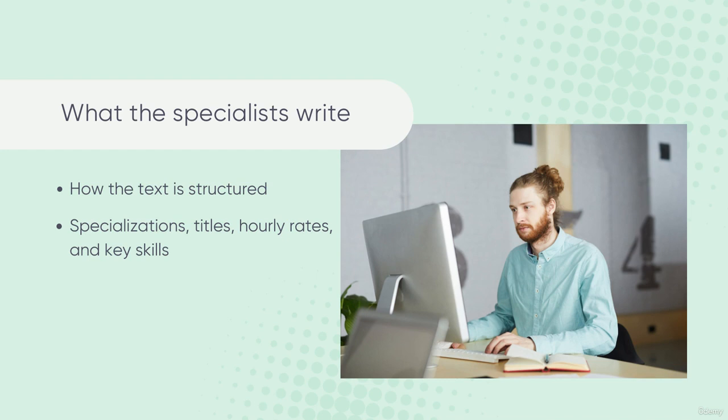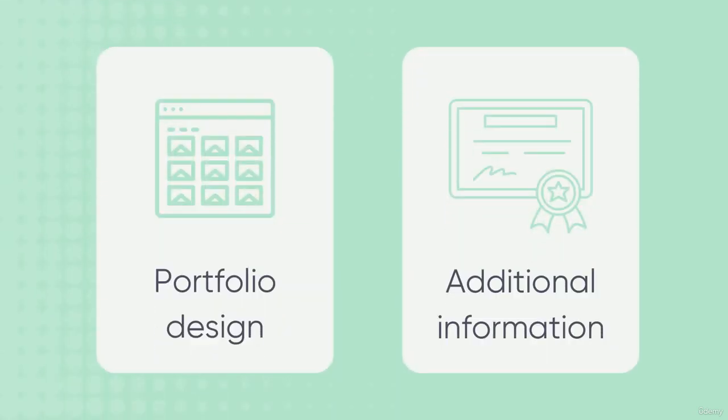Visit the profiles that appear in your search results and pay attention to what the specialist wrote, how the text is structured, whether there are any emojis, what elements are underlined, etc. I also advise you to write in the table such information as the specialization that performers use, their titles, their hourly rates, and their key skills. Don't forget to check on how each portfolio is designed, and what additional information is shown, such as education, certificates, work experience, etc.